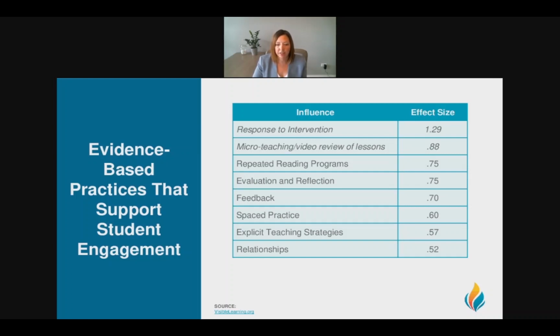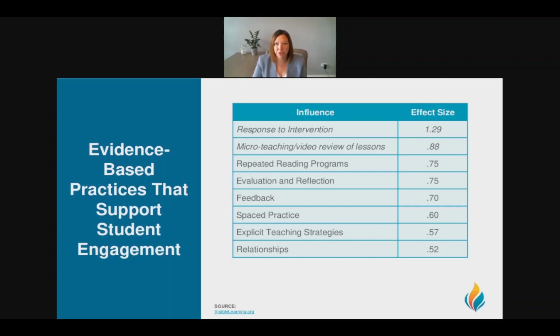These are a list of evidence-based practices that support student engagement. So John Hattie's work has really focused on using meta-analysis techniques to identify highly effective practices in education. You can go to visiblelearning.org to see more about these things and to read more about effect size and lots of different practices and influences in education. Here, what you'll see are some highly effective practices and strategies that are really designed to support increased student engagement.